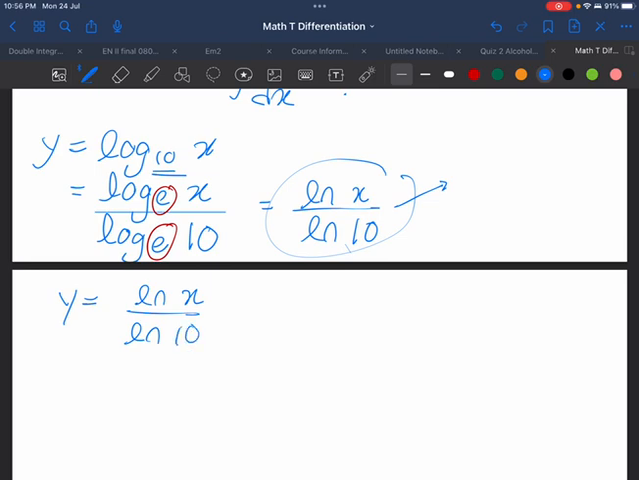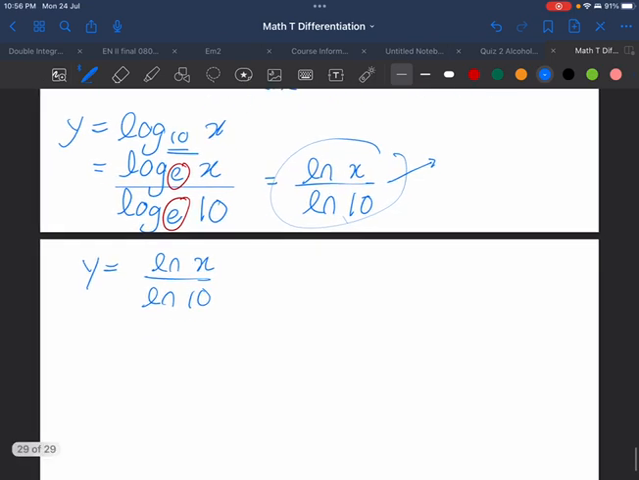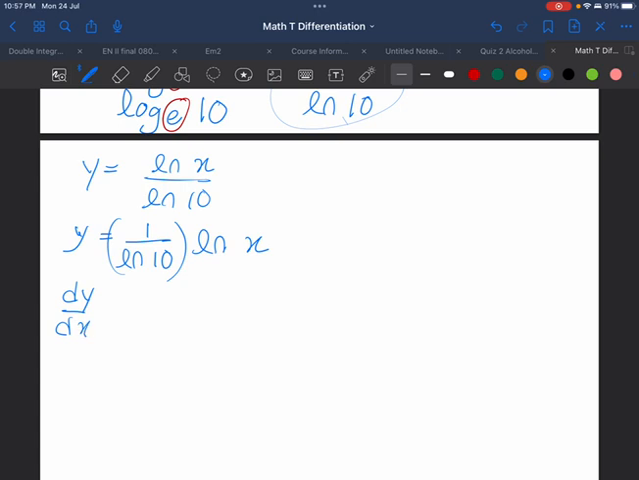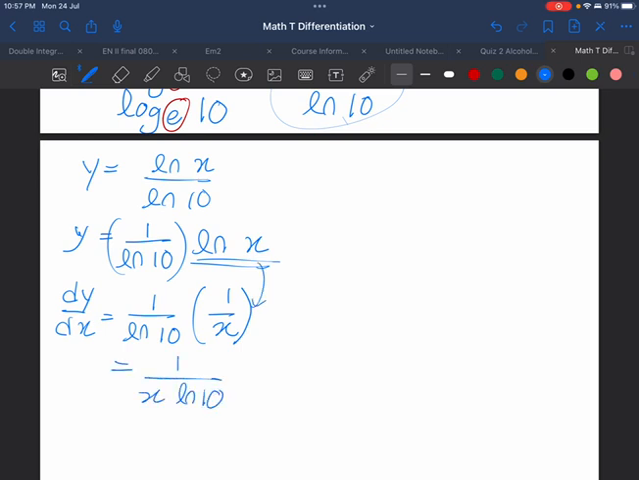If I want you to find dy/dx now, I think it's not a problem, right? Since 1 over ln 10 is actually a constant, we are not bothered about it. So dy/dx is 1 over ln 10 times 1 over x, because when you differentiate ln x, we get 1 over x. So here we get 1 over x ln 10. Here we get the answer.